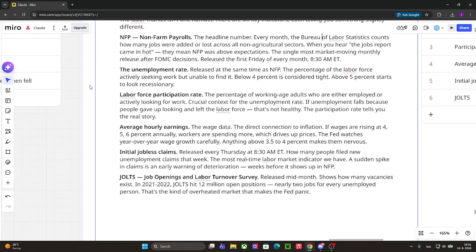Labor force participation rate, the percentage of working age adults who are either employed or actively looking for work. Crucial context for the unemployment rate. If unemployment falls because people gave up looking and left the labor force, that's not healthy. The participation rate tells you the real story.